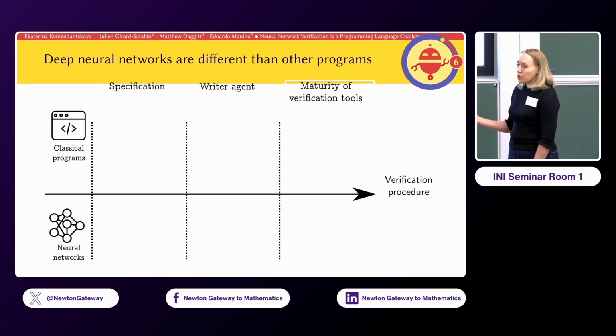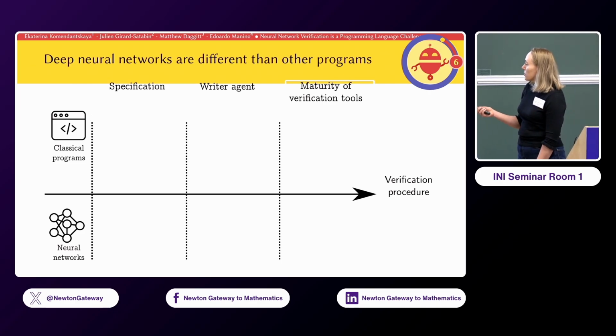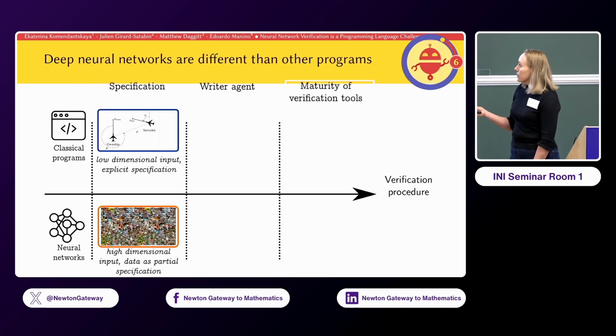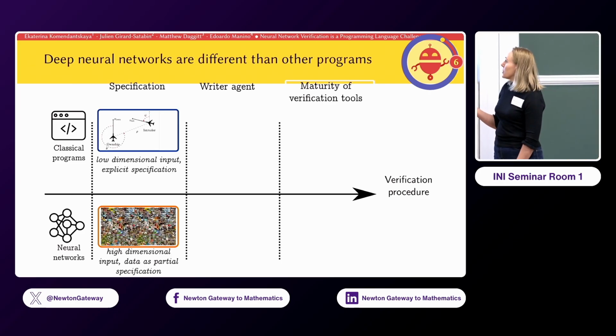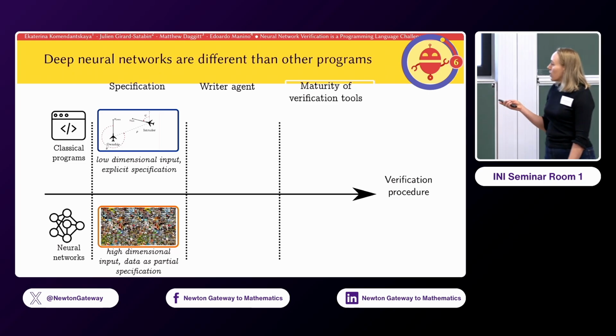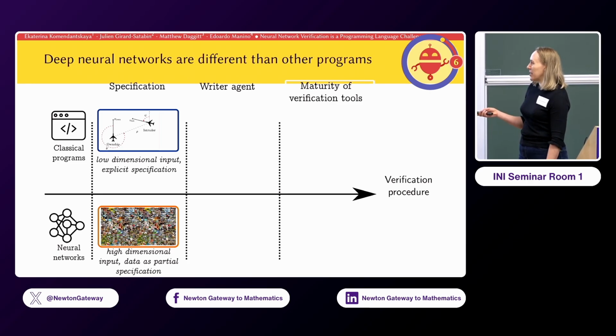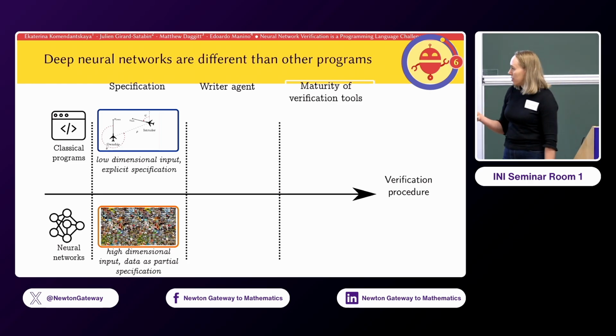To summarize really all the problems that we know with neural net verification, we'll have to maybe go through this slide. In the standard, what we call classical problems, you have the situation when you have a good specification, or at least explicit specification, whether it's good or bad, and usually low-dimensional inputs. In neural networks, you have high-dimensional input and no specification. Well, I could say data is a partial specification, but is it really?